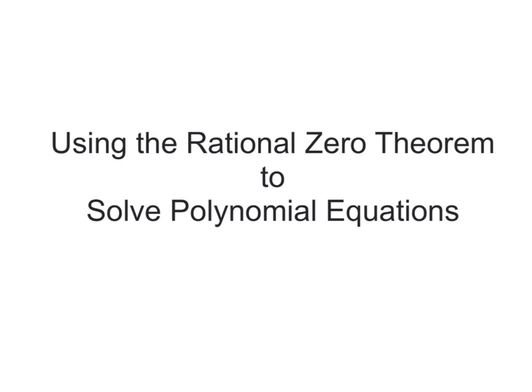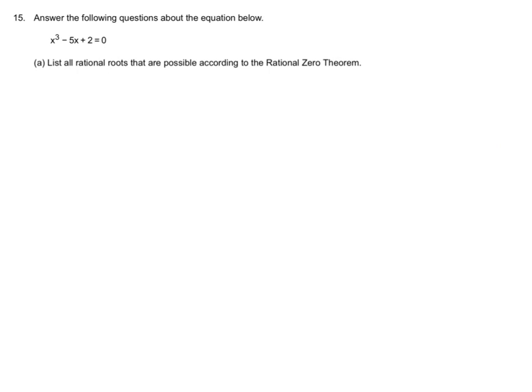Using the rational zero theorem to solve polynomial equations. Answer the following questions about the equation below. X cubed minus 5x plus 2 equals 0. Part A, list all rational roots that are possible according to the rational zero theorem.